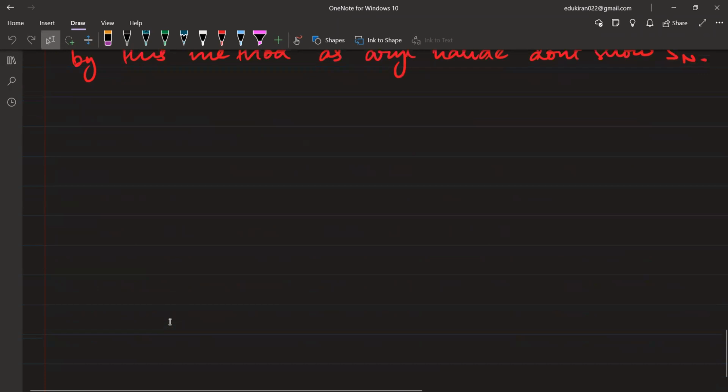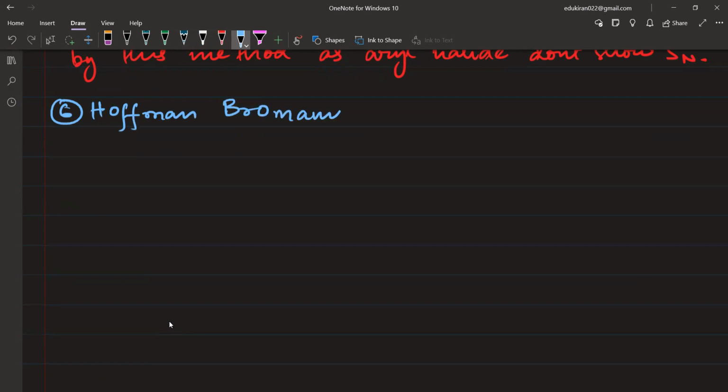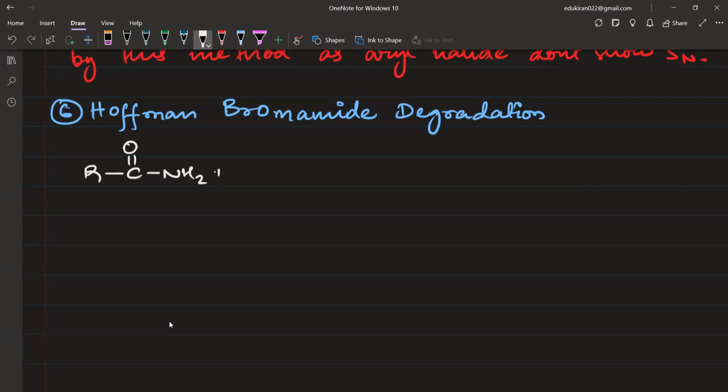Right, next. Last method of preparation is Hofmann bromamide degradation. This is also important. The sixth one. Hofmann bromamide degradation. Here we take amide, RC double bond O, NH2. We react this with bromine in the presence of KOH. We can also use NaOH here, okay? We can also use NaOH. In the presence of KOH we get RNH2.